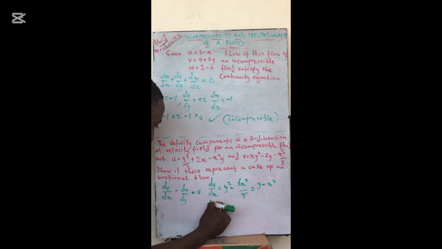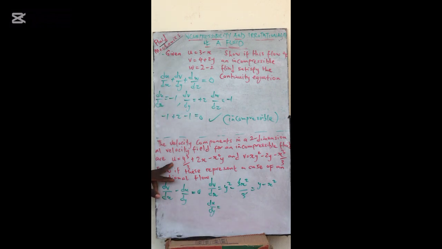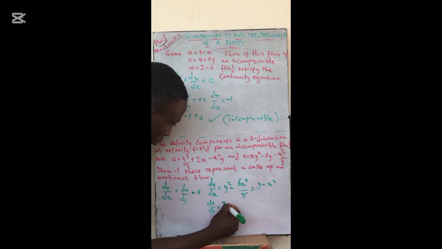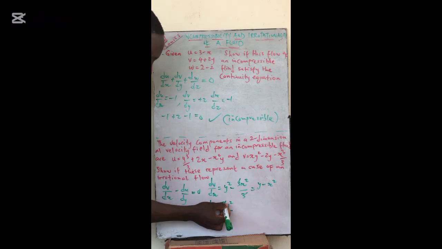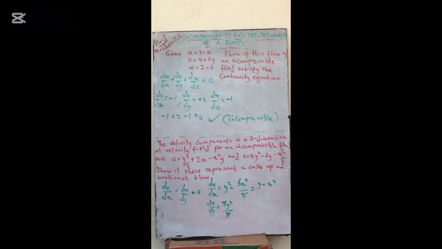Let's do du/dy now. Now you are differentiating this u with respect to y. Any x that you see beside the y, put it like that and just differentiate only the y. You have y cubed, so if you differentiate y cubed, you have 3y squared, divided by 3. The same thing that happened there too: 3 will cancel 3, and it will remain y squared.